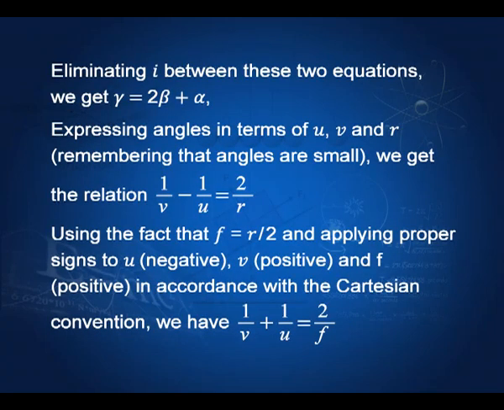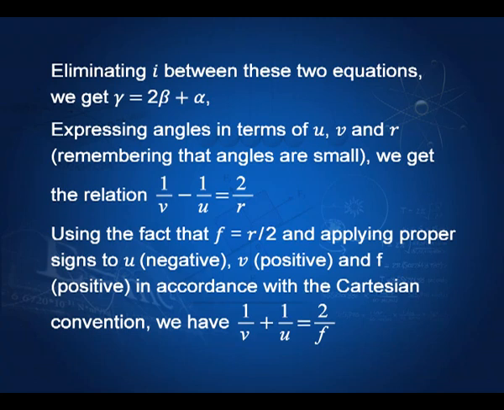I shall once again eliminate I from these two equations, and we get the relation gamma is 2 beta plus alpha. Gamma is proportional to 1 by v, alpha is proportional to 1 by u, beta is proportional to 1 by r. So, we substitute these values and we get 1 by v minus 1 by u is equal to 2 by r. Once again 2 by r is equal to 1 by f, by the same argument that we gave earlier, and because f is half of the radius of curvature, we can even formally prove that.